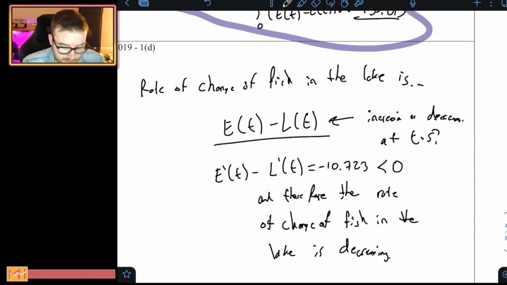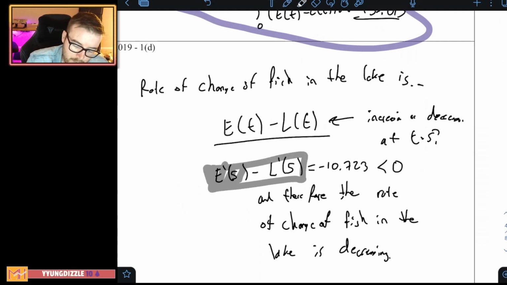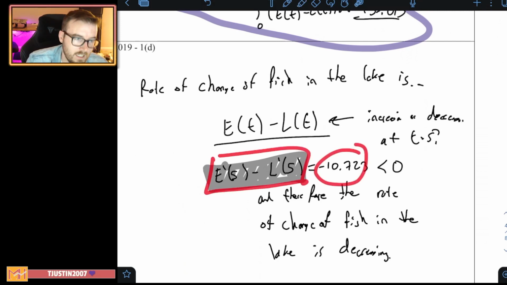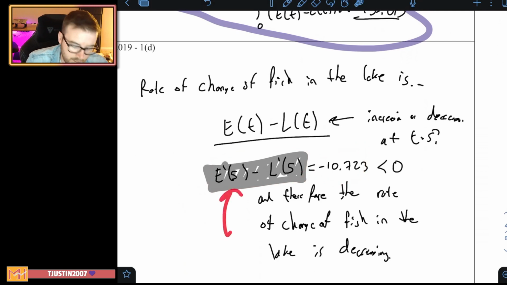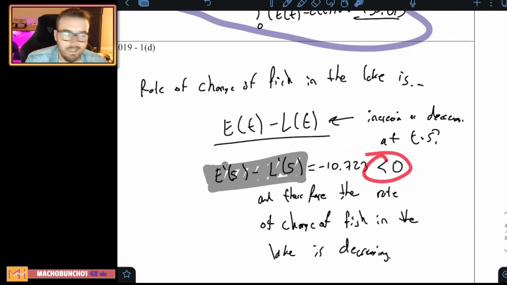Boom. And to give you the scoring guidelines on this, considers, I should say 5 here, not t. 5. Considers E prime of 5 and L prime of 5. So even if you didn't get the right numbers, but you had this written down, you're like, I need to take the derivative, you're going to earn a point. And then the explanation, it says answer with explanation. This is your explanation, less than 0. So you can say that in sentence form, or you can say it with an inequality, but you need to say that it's less than 0.